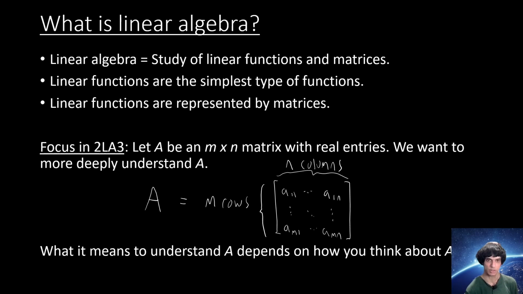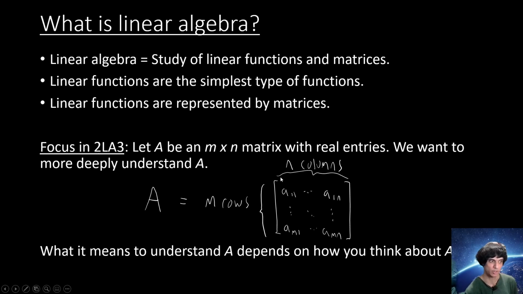So in 2LA3, what we're going to focus on is matrices. Let A be an m by n matrix with real entries. You may have talked about complex matrices before, but for applications we want to focus on letting A be a real matrix. When we say m by n, we mean m many rows and n many columns. Broadly, our goal is to more deeply understand A. If we understand this A well, then we'll understand linear functions well. But of course, what it means to understand A depends on how you think about A.